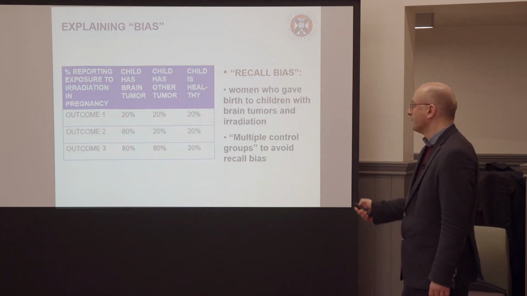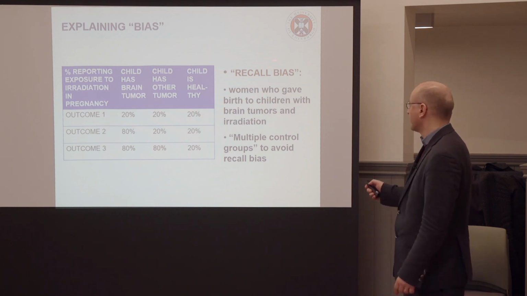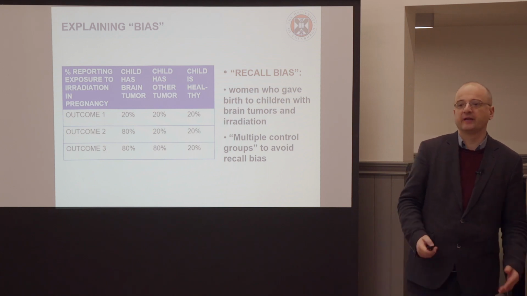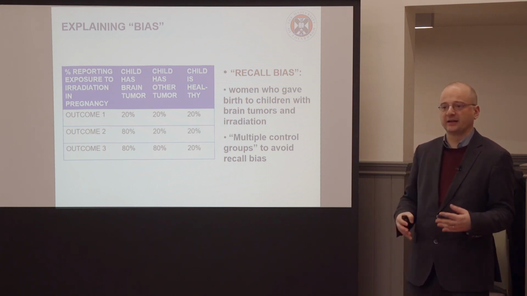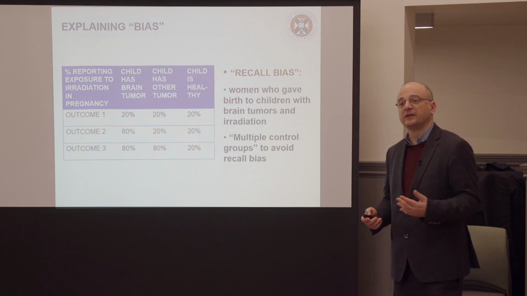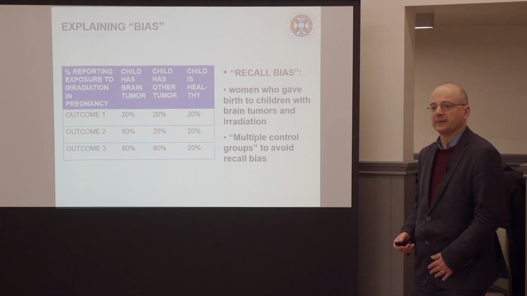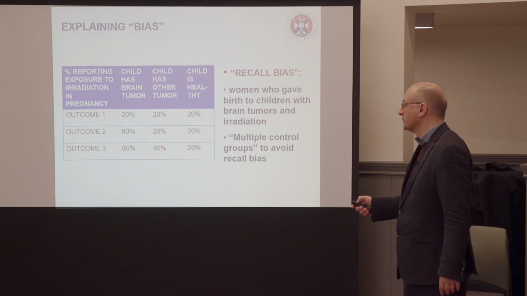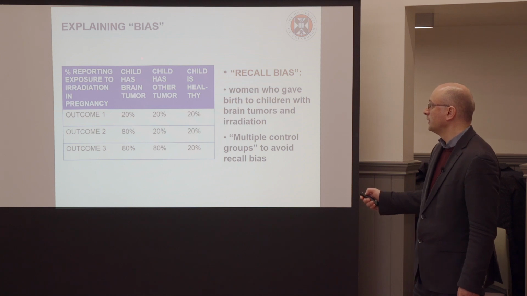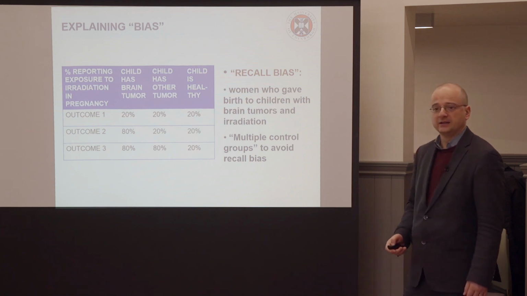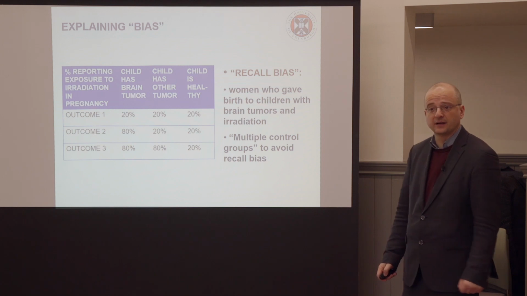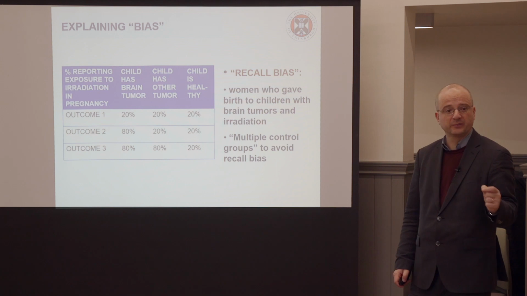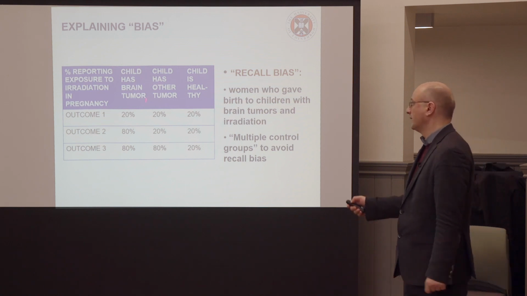All right? Now, another kind of bias is recall bias. We want people to remember something, and memories are very, very subjective and inconsistent and unreliable. Memories are phenomenally unreliable, human memories. So we would like to know whether exposure to irradiation in pregnancy could have led to brain tumor in a child. All right, so that's our research question. The research question is, does exposure to irradiation in pregnancy lead to brain tumors in the child?